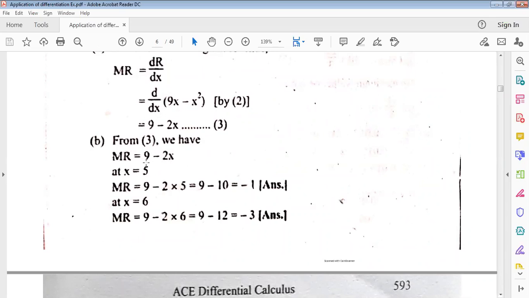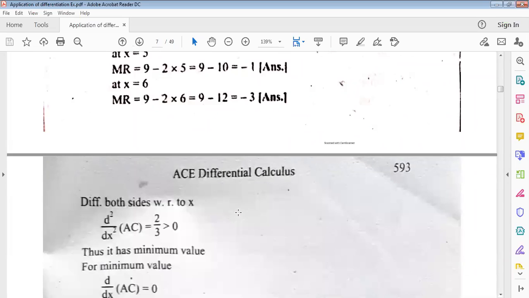At x equals 5, what is the marginal revenue? Just putting x equals 5 in MR in equation 3: 9 minus 2 multiplied by 5 equals only minus 1. This is the result. At x equals 6, marginal revenue is minus 3. Just putting the value of x in equation number 3, we get this result.